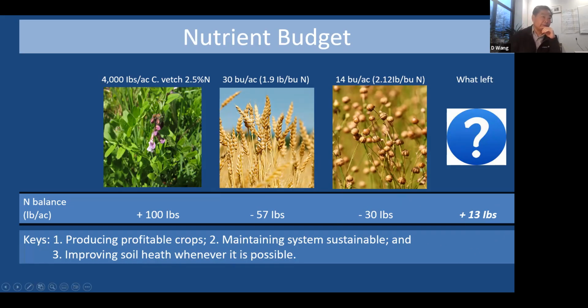The key thing for the nutrient budget for crop rotation: one is producing a profitable crop, number 2 is to maintain the system sustainable, and number 3, and that I think is more important, improve the soil health whenever it is possible, not try to degrade it. So if I were you, I probably won't use up this 13 pounds of nitrogen. I would go back to a cover crop.